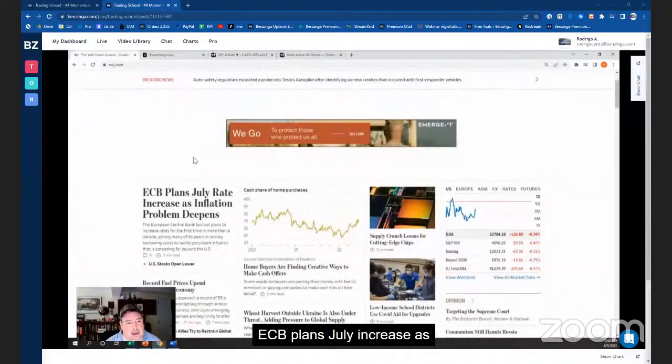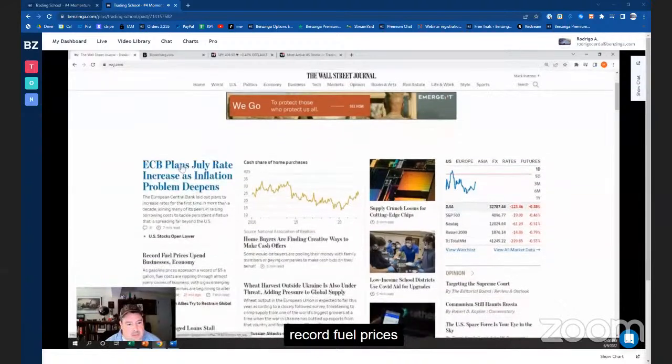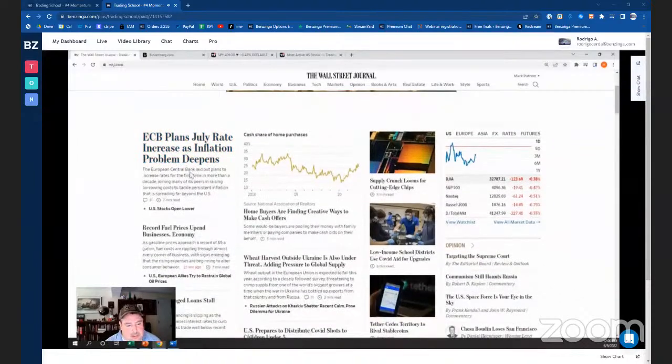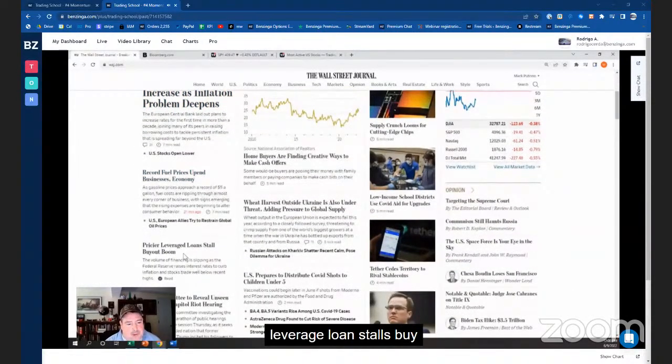ECB plans July increase as inflation problems deepen. Wow, not too much out there to be excited about. Record fuel prices upend businesses and economies. Leverage loan stalls buyout boom.